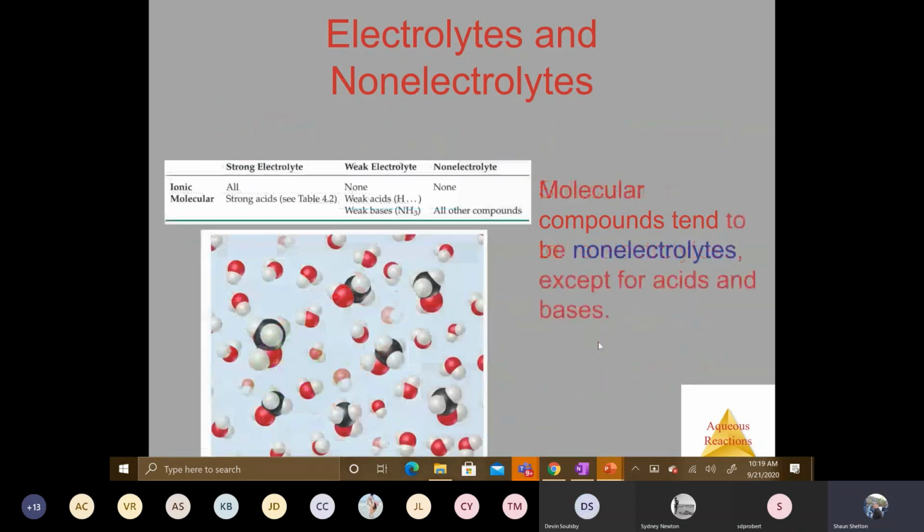Move on then. So non-electrolytes are everything else. Long story short, sugars are great examples of non-electrolytes. One specifically, C6H12O6. I put a star beside it and I boxed it in because that's the one I want you to remember.